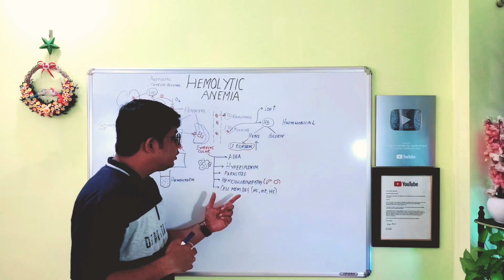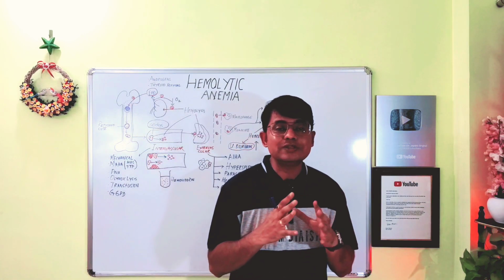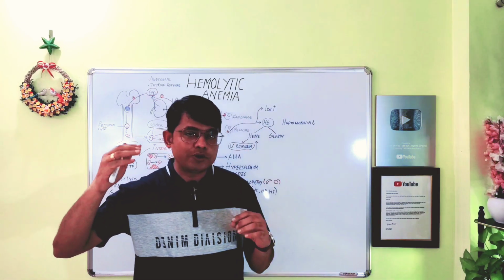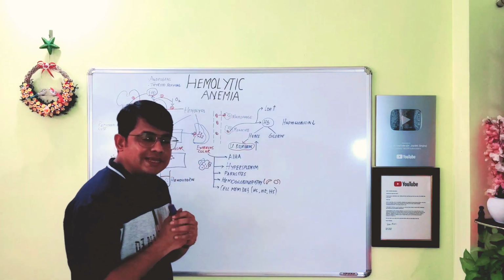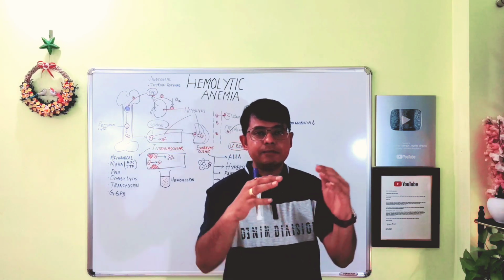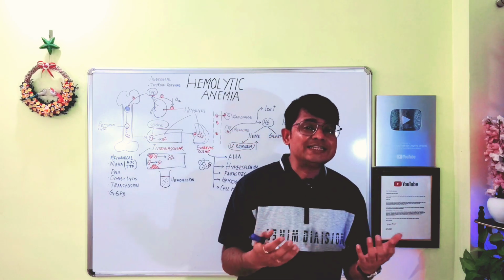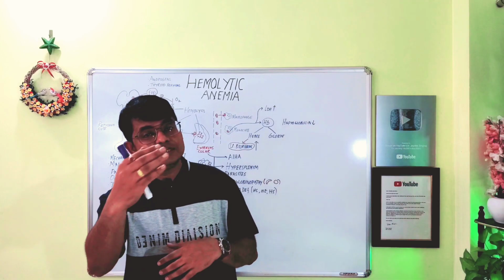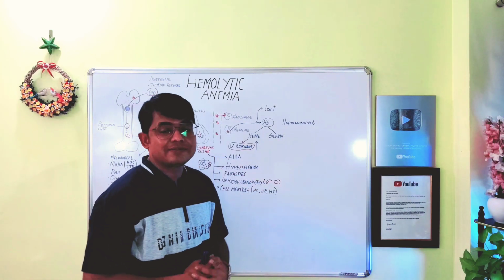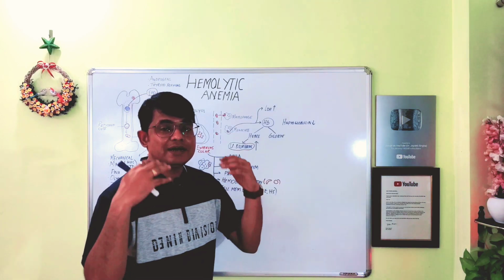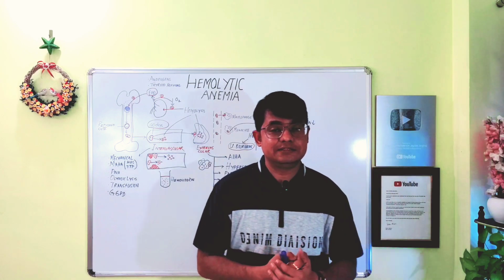The next cause of hemolytic anemia is red cell membrane defects. As we know, there are a lot of proteins on the surface of the RBC, and these proteins are involved in maintaining the proper biconcave shape of the RBC. So if there is any change or absence of these proteins on the surface of the RBC, the RBC membranes become quite fragile and can easily be lysed.